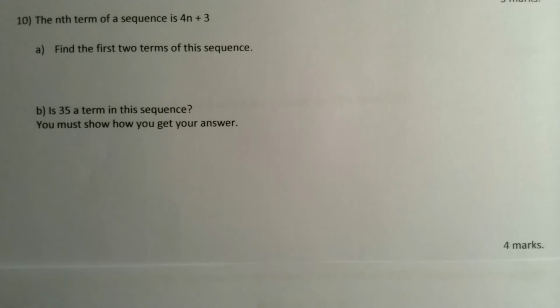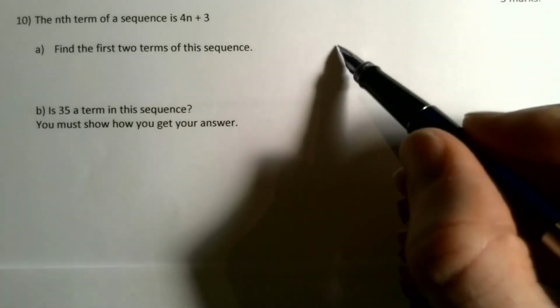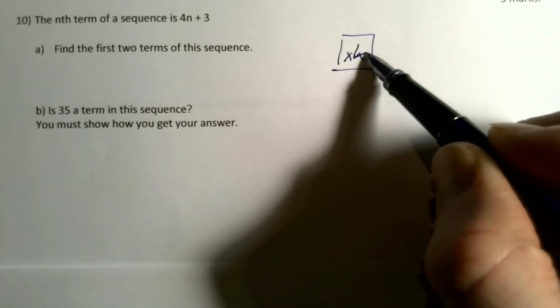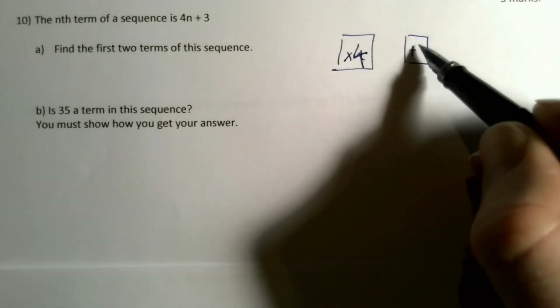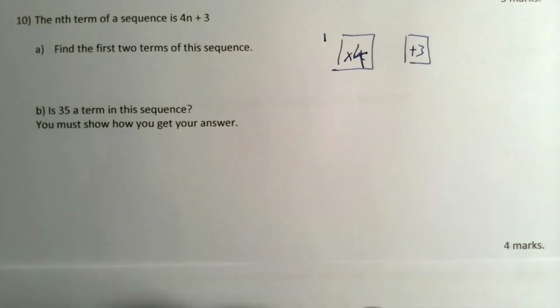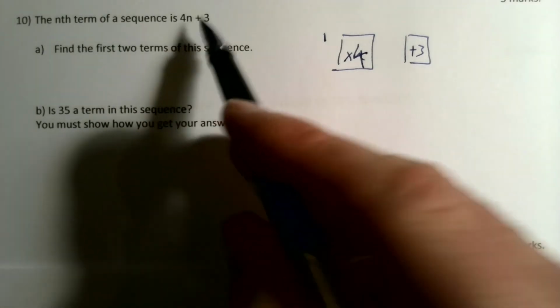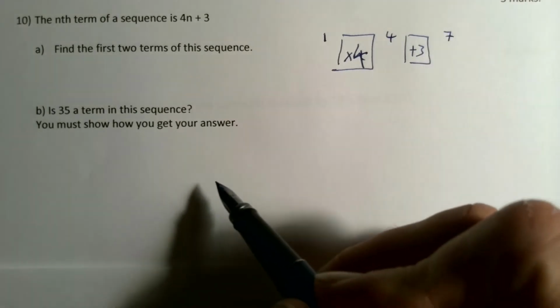Now here's a revision of some stuff that we did quite some time ago. In fact, it was in the last test, nth terms. So 4n plus 3, the first 2 terms. Well, you could think of the 4n means multiplying by 4, and then we're adding 3. So the first term will always be what we get if n was equal to 1. So 4 times 1 gives you 4, and then plus 3 gives you 7.